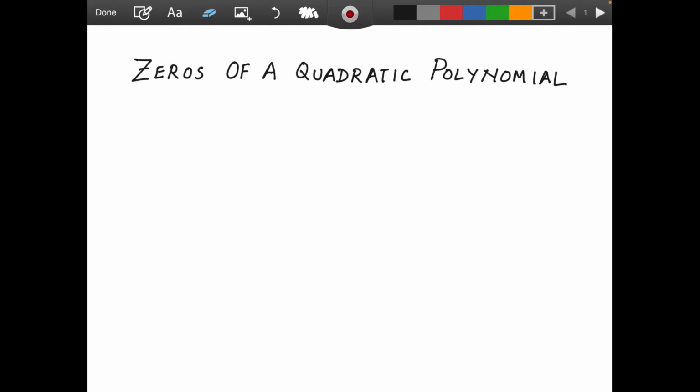Today we'll learn about the zeros of a quadratic polynomial. We know that a quadratic polynomial can be represented as p(x) = ax² + bx + c. And in order to understand the zeros of a quadratic polynomial, we should look at the graph of this quadratic polynomial. The graph of a quadratic polynomial is a curve, so it looks something like this.